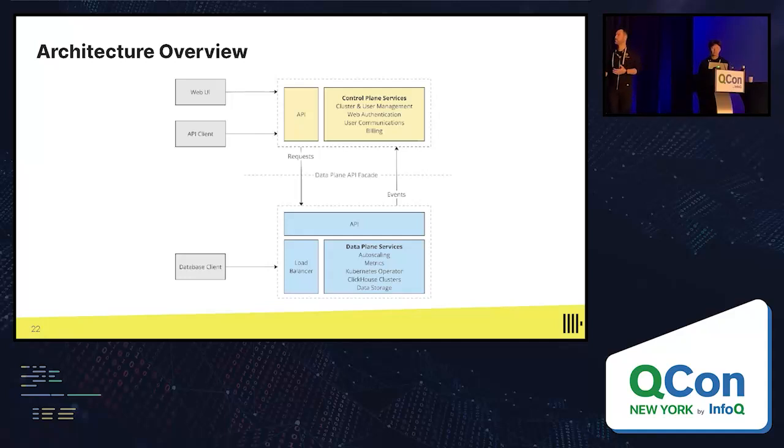At a high level, there's two primary components. We have the control plane at the top and the data plane at the bottom. The control plane you can think of as essentially the customer-facing piece of our architecture. It's what our users interact with when they log into our website, or if they write any sort of automation against our API, that's going to interact with the control plane.